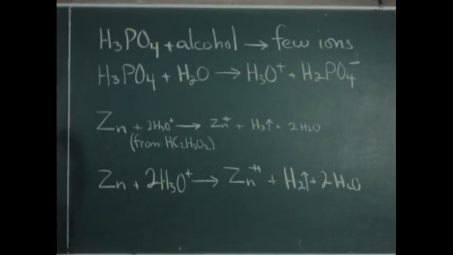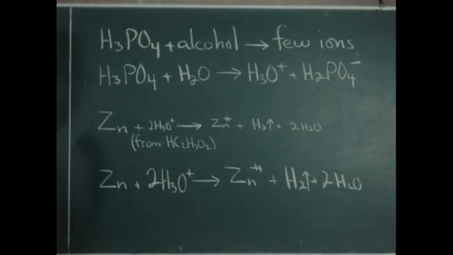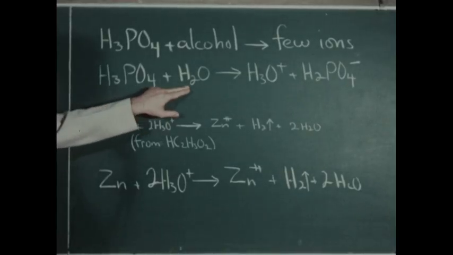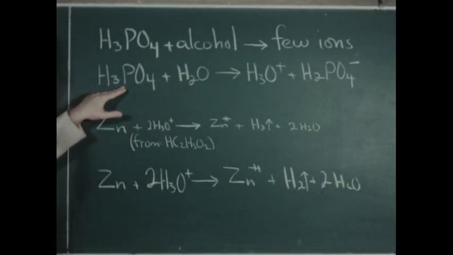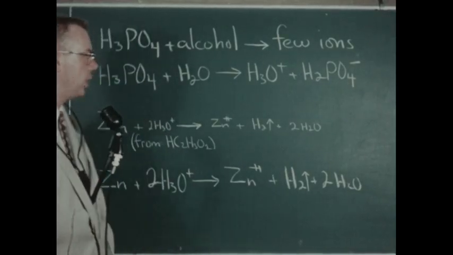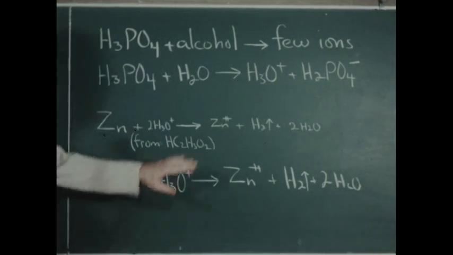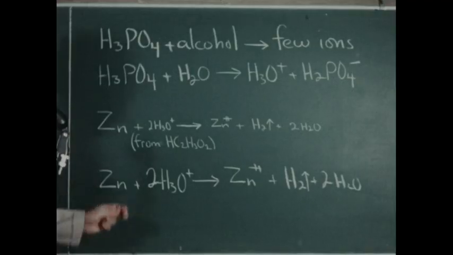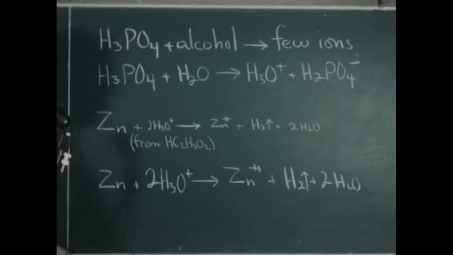When we tested the conductivity of phosphoric acid in alcohol, we found that the solution was not a very good conductor. But then when we added water, which is also not a good conductor, we found that the mixture then conducted very nicely. The explanation of this is that the water molecules interact with the phosphoric acid molecules, forming hydronium ions and dihydrogen phosphate ions. And these ions, which were not present before, are the cause of the conductivity in the mixture of water and alcohol and phosphoric acid.